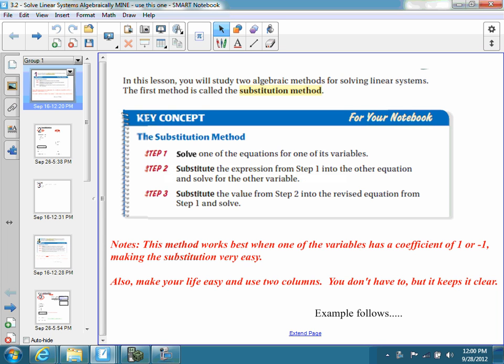I want to find out where my linear systems intersect, but I don't want to graph it. I don't want to just use the calculator, because a lot of times when you use a calculator, you'll find that when you have an intersection, it might not be an integer, it might not be a rational number, it'll be some irrational number. So when you're doing it on the calculator, you're estimating.